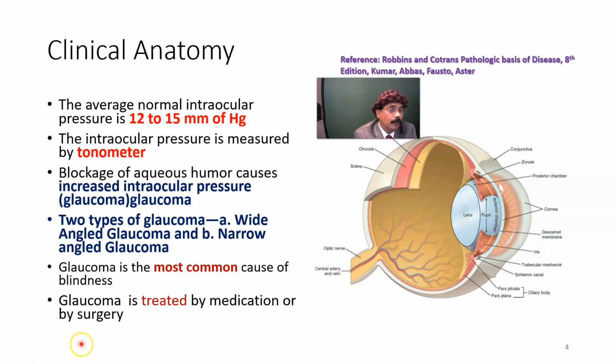And that's all about the clinical anatomy of aqueous humor and its relationship to glaucoma. If you have any question, please feel free to ask me.